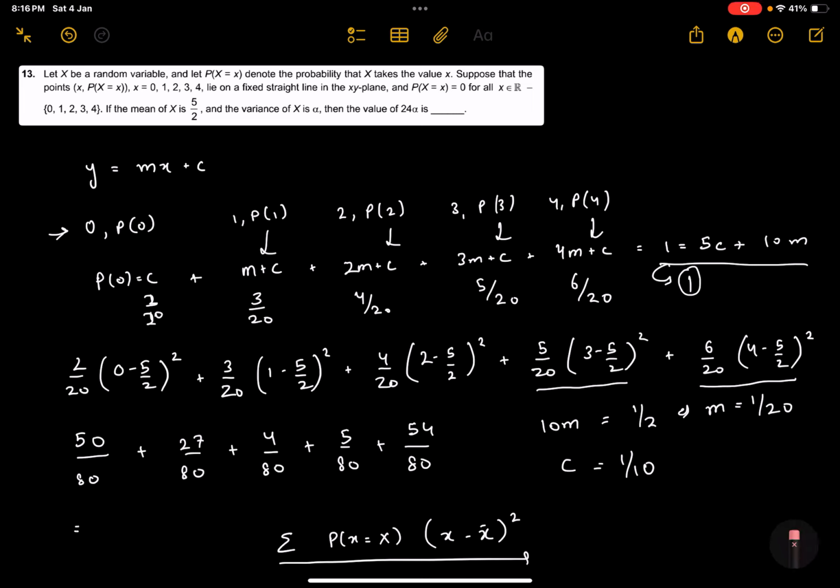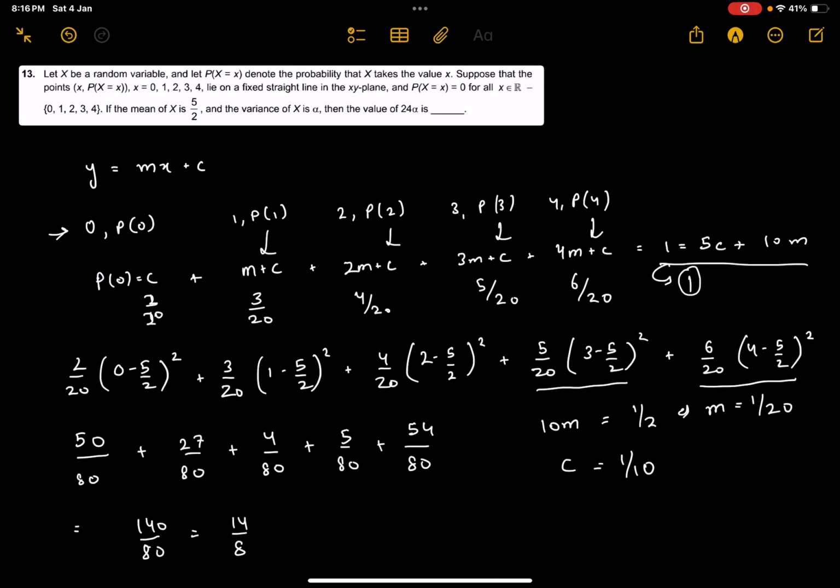Which is 50 plus 27, 77, plus 9, 86, 90, so 140 by 80, which equals 14 by 8. This into 24 is 14 by 8 into 24, which is 42. So the answer is 42.